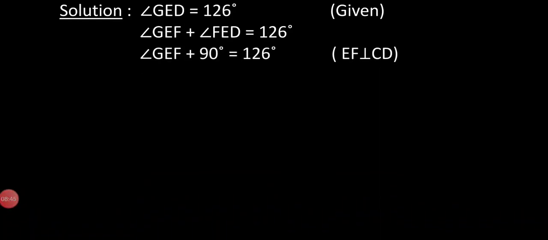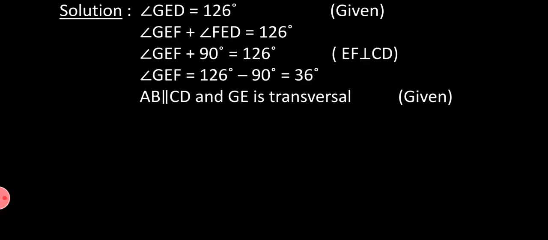So we write angle GEF plus 90 degrees equal to 126 degrees, because as EF is perpendicular to CD, we get angle FED is 90 degrees. Solving further, angle GEF equals 126 degrees minus 90 degrees, that is angle GEF will be equal to 36 degrees.